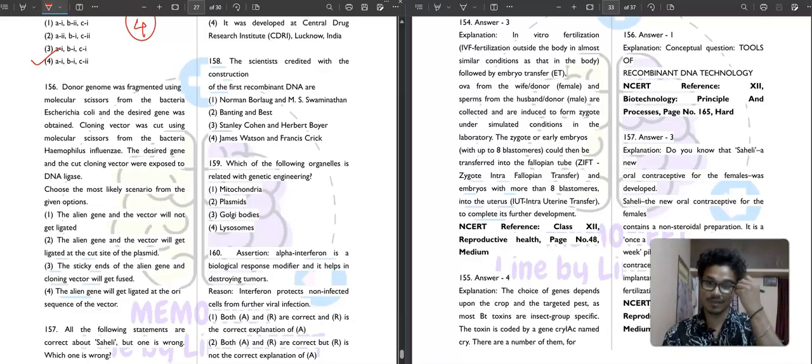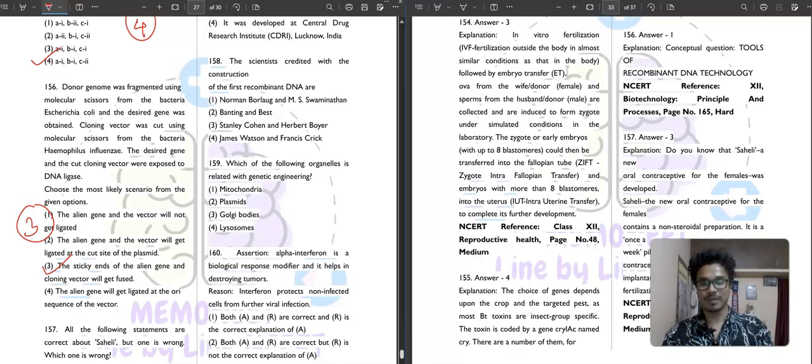The alien gene and the vector will not get ligated. The alien gene and the vector will get ligated at the cut site of the plasmid. The sticky ends of the alien gene and the cloning vector will get fused. I hope you read this. So don't get confused by this, okay? This question is very easy. You just need to find the keyword, sticky end. Okay? Third option is the correct answer.